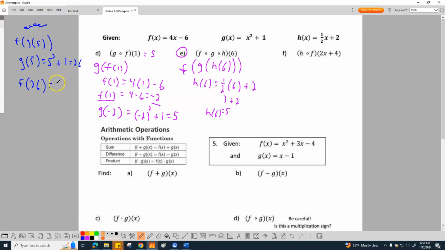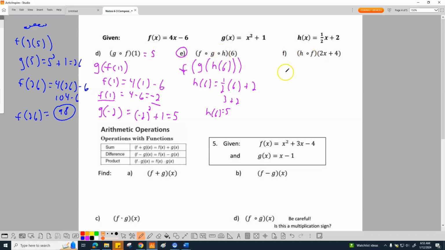F of 26 equals 4 times 26 minus 6. So 4 times 26, what does that come out to be? 104. So we have 104 minus 6, which gives us 98. So this entire problem we just did evaluates out to this much, assuming I didn't make any mistakes, which is possible I did. That's how you read that. That's what you do with that.